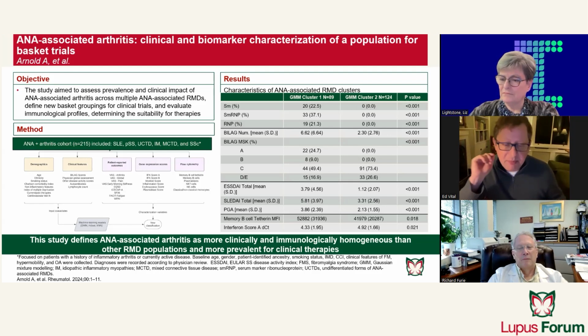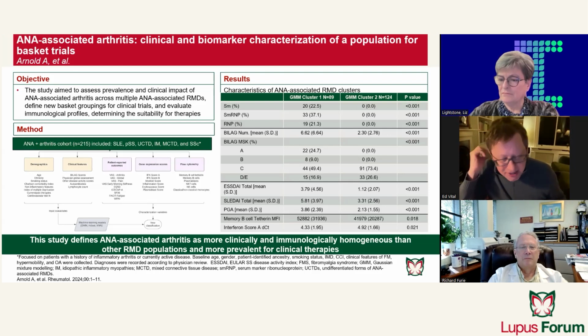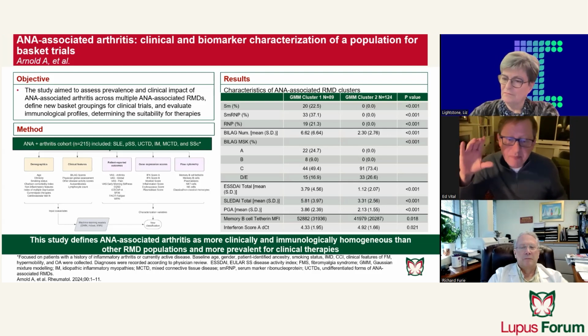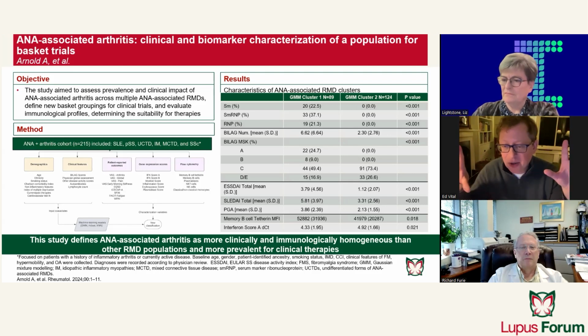And we essentially said, if you've got the ANA arthritis group, which means the MSK inflammation group, then we had two subsets, a higher disease activity one and a lower one. The higher one was 89 of the patients, the lower one was 124. And the high disease activity group, which we think might be your basket trial population, was a mixture of different diseases. So we're not splitting back into the old diseases. This is a new group.